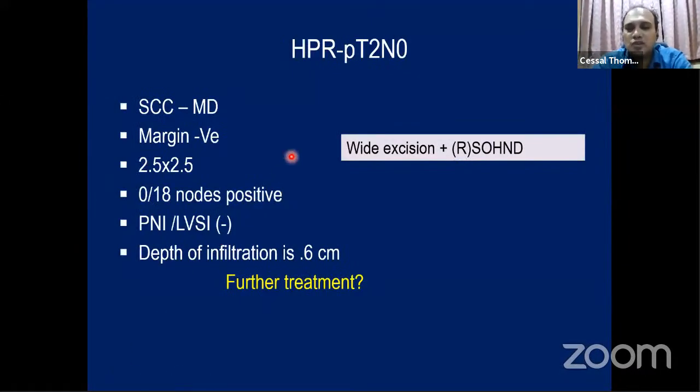For a T2 N0 clinical stage, the treatment decision is surgery plus or minus adjuvant, because the depth of invasion, perineural invasion, lymphovascular involvement, or node positivity can lead to a decision for adjuvant treatment. Suppose this patient had a pT2 N0, as in the case we have seen, pathologically 2.5 by 2.5 centimeters, nodes negative, no lymphovascular invasion, and depth of invasion 0.6 centimeters. Then this patient does not need adjuvant treatment and requires only follow-up.